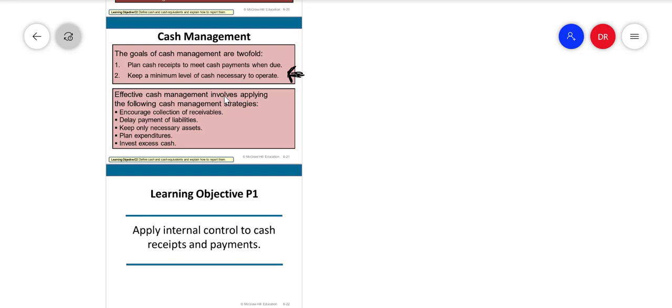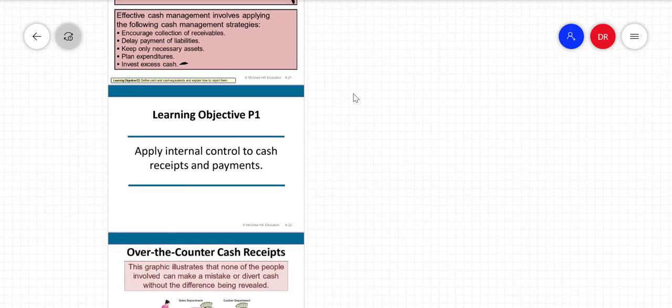When we are effective with our cash management, we are collecting receivables. We pay our liabilities, but we do not pay them before they're due. We keep only necessary assets. We plan the expenditures and invest excess cash. That's what I was talking about here with cash equivalents. We'll put that into some kind of short-term investment.